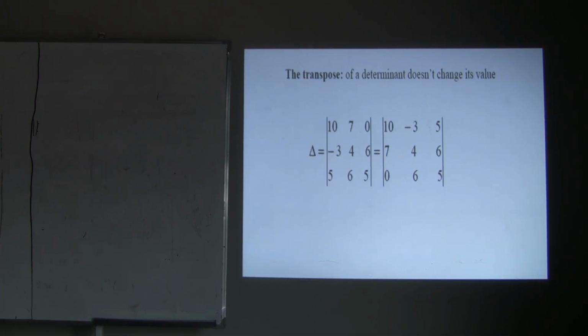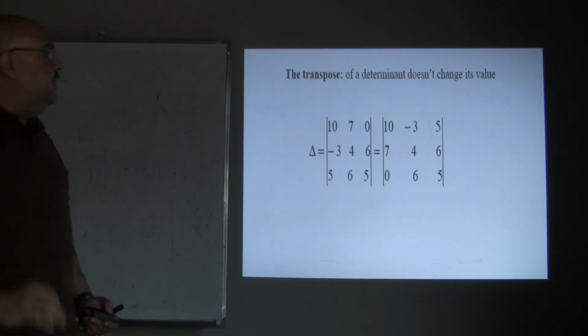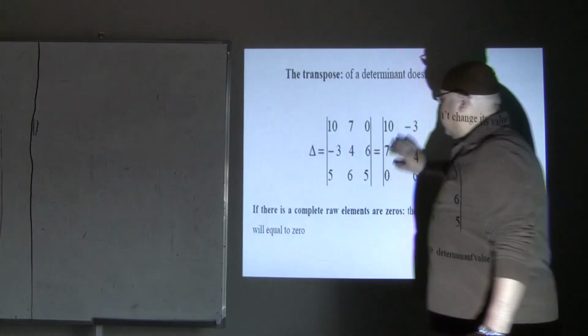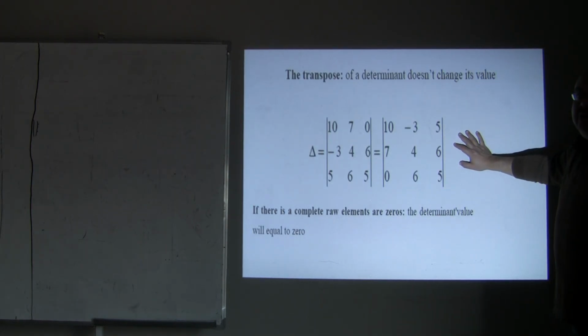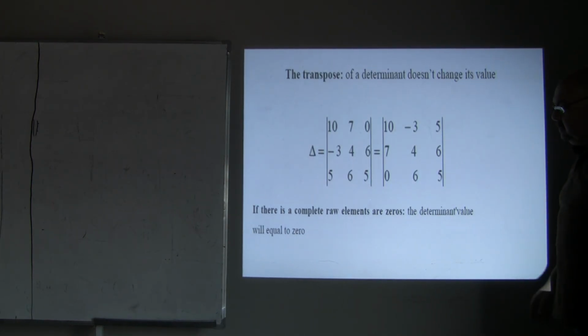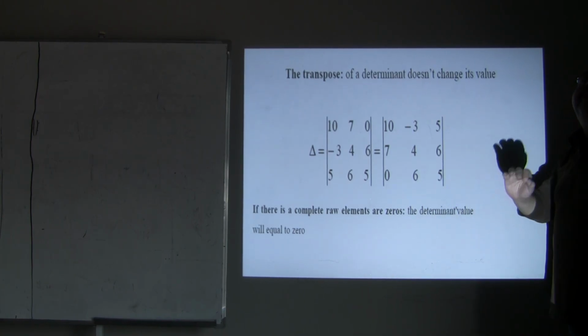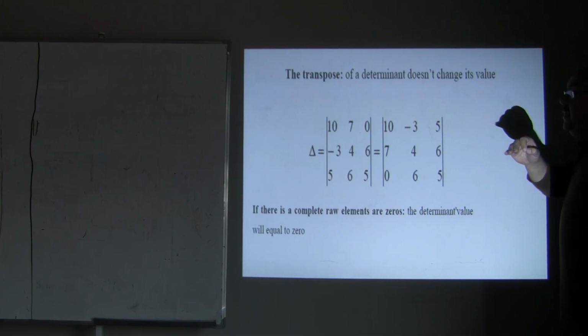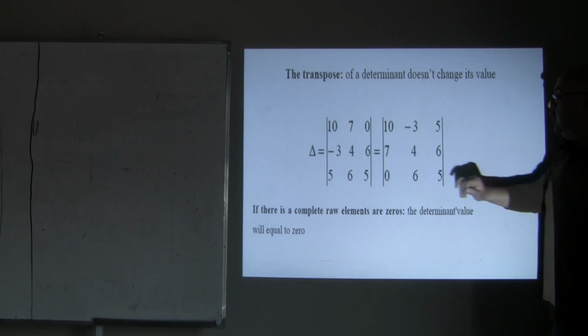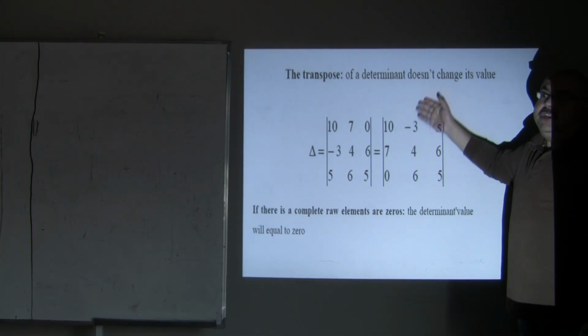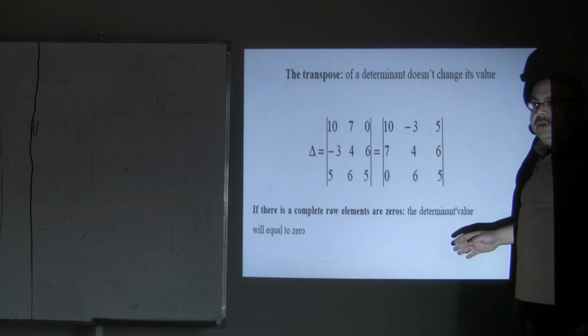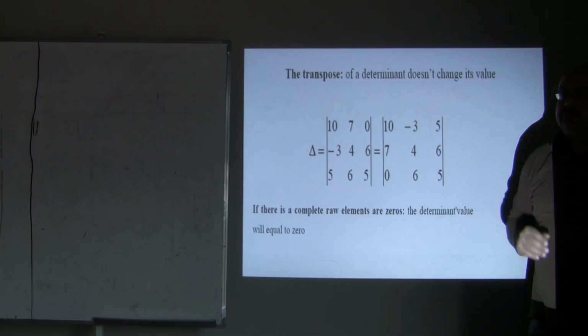Those are important propositions. The questions in the exams usually target the propositions. So now I know that the transpose is not going to affect the value of the determinant. Also, this is very, very important: if you have a complete row or a complete column of zeros, so if any row or column has all elements equal to zeros, the value of the determinant is going to be 0. Don't evaluate.